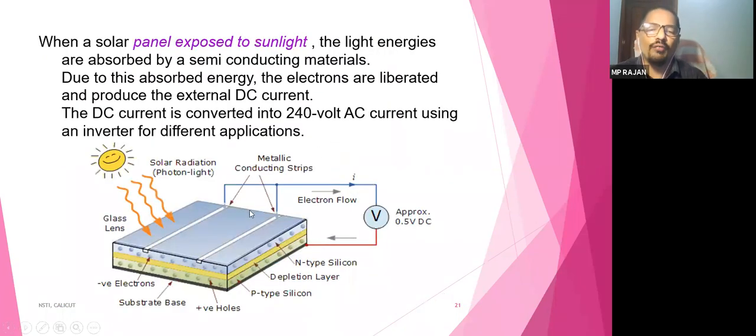Okay. So if you connect this n-type and p-type region through a conductor, you can measure a formation of voltage. This is the light region.